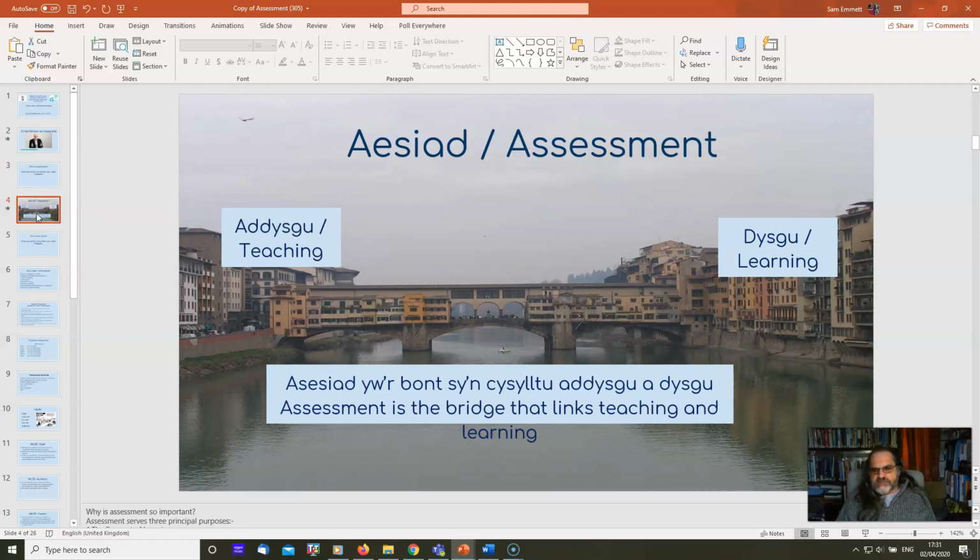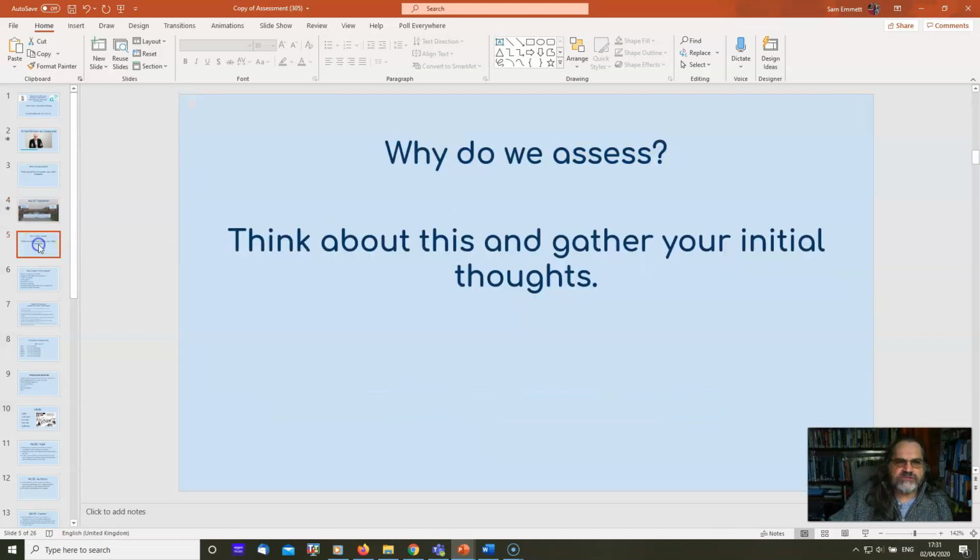Okay, so assessment. Well, assessment is basically the bridge that links teaching and learning. You've got teaching on one side, but how do we know if that's been effective? Because we've got the learning on the other side. There has to be something that links those two, and that's basically what assessment is. So now just think about, just for a second, why do we assess? What is important? Why must we do it? Just 2 seconds. We'll come back to these notes later on.